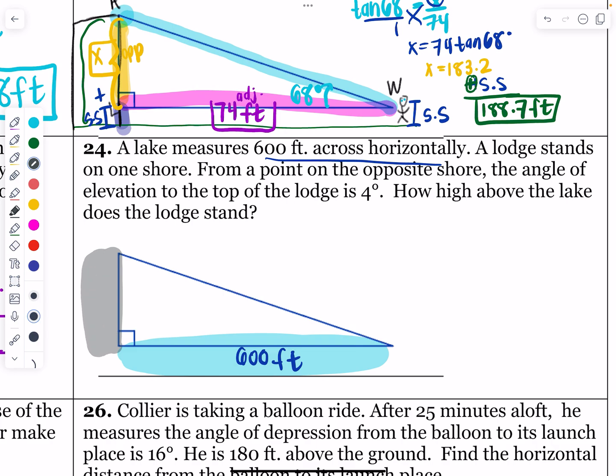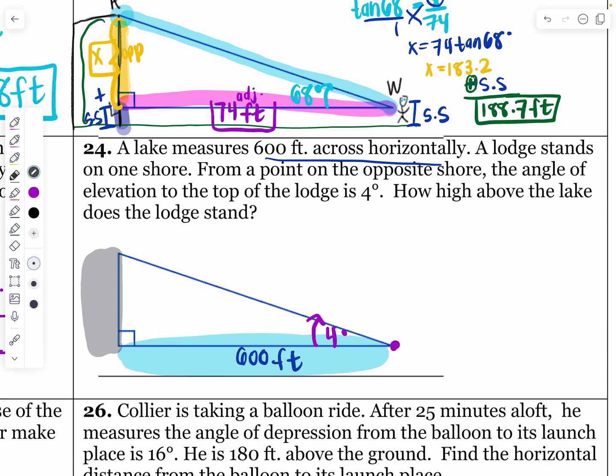Here's my lodge. And it says that from a point on the opposite shore, the angle of elevation to the top of the building of the lodge is 4 degrees. Okay? So that angle is going to be equal to 4 degrees. From a point opposite the shore, the angle of elevation is 4 degrees to the top of the lodge. Okay, so there's my lodge. How high above the lake does the lodge stand?